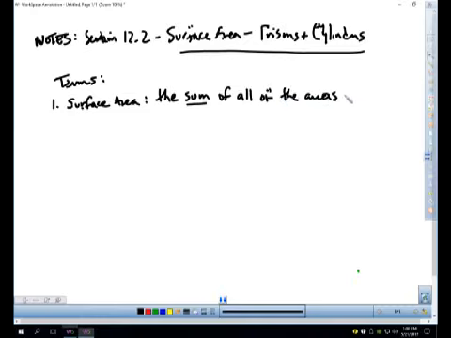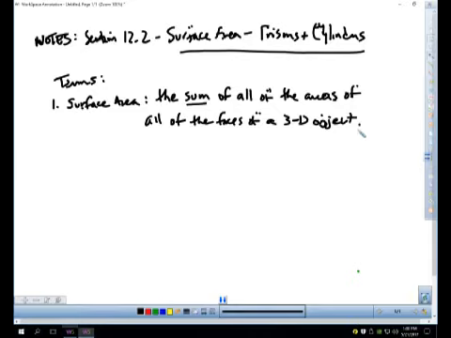So quite simply, it's finding the area of every single face of that object and then adding all of those areas together into one total. And that would be considered the surface area. I like to think about it as how much paint would I need to paint the outside of this object.